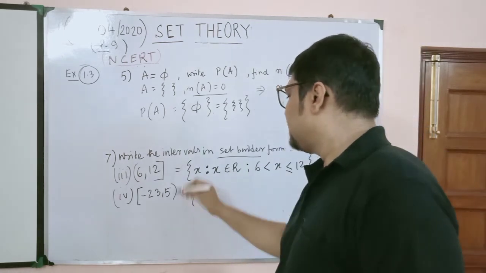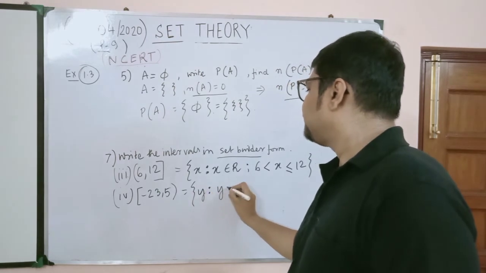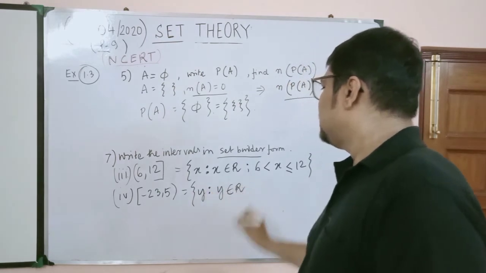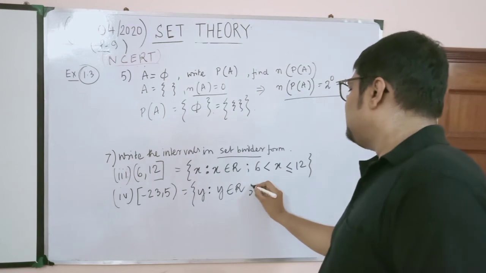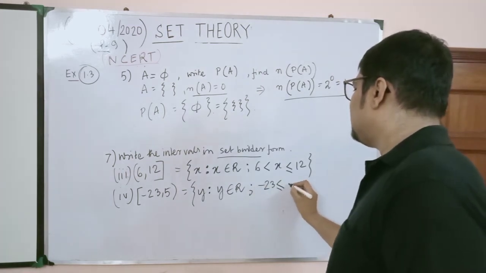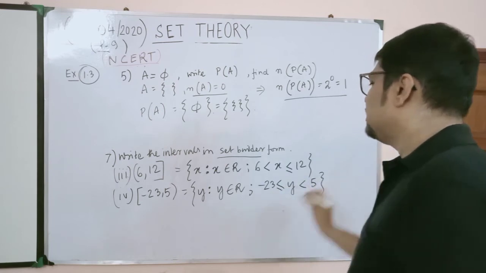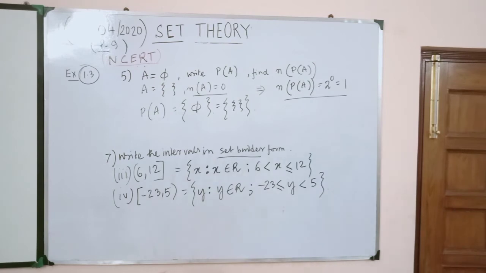Next, you can take any other element, y such that y belongs to R and it starts from -23, and here we see it's closed, so less than or equal to y less than 5 because it is open. So these are the two particular sums, and there are many other sums you can proceed with and do yourself.